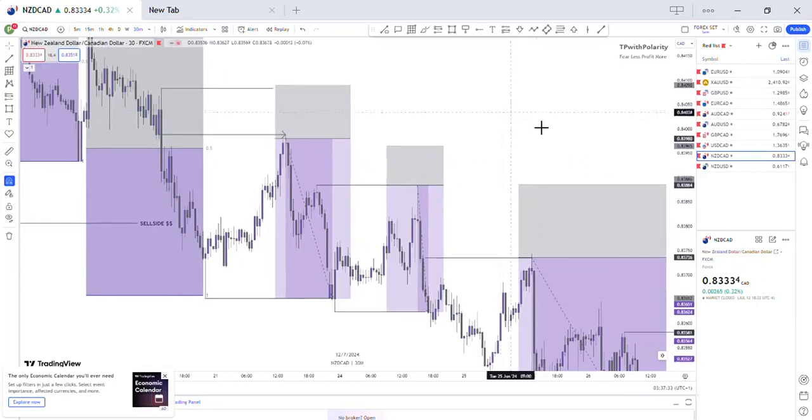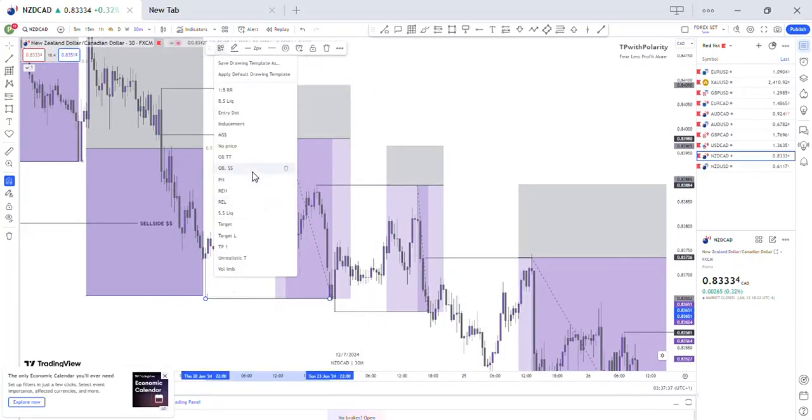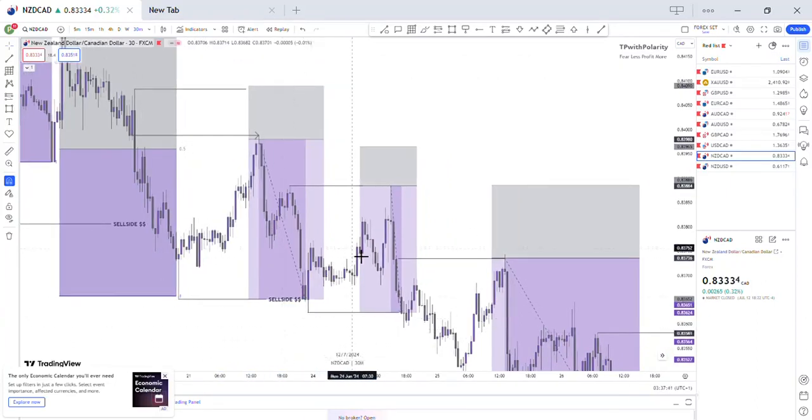All right. Now a liquidity gets taken out. This is another sell side liquidity. Now what I want to do next, again to catch another entry, is to measure the premium and discount.